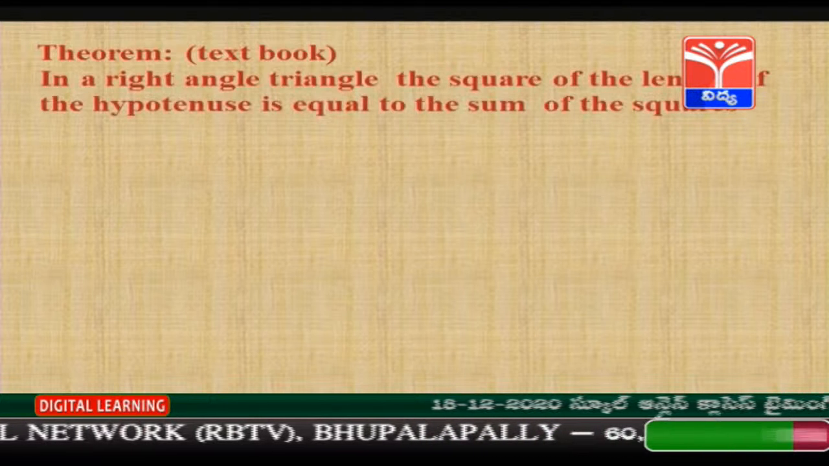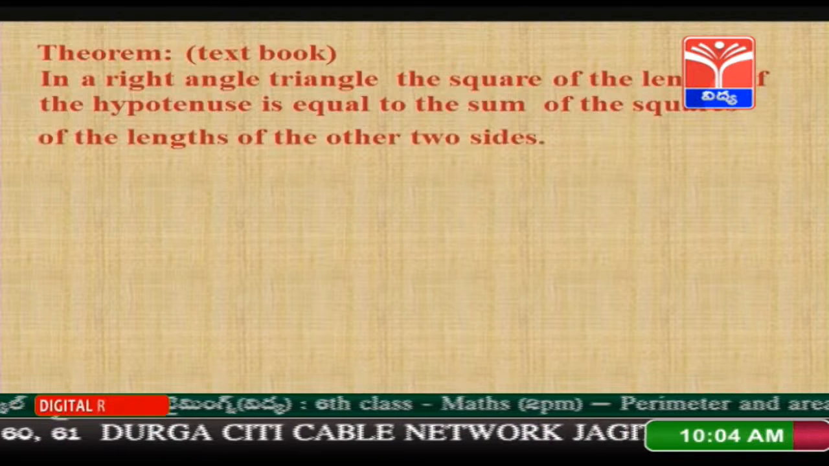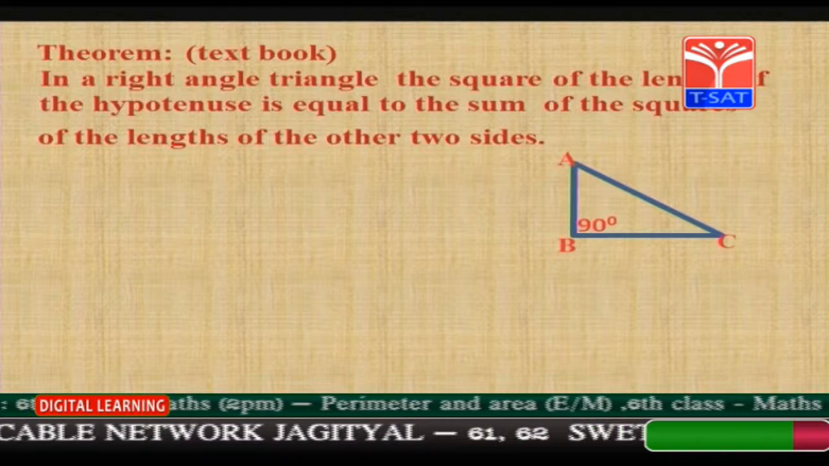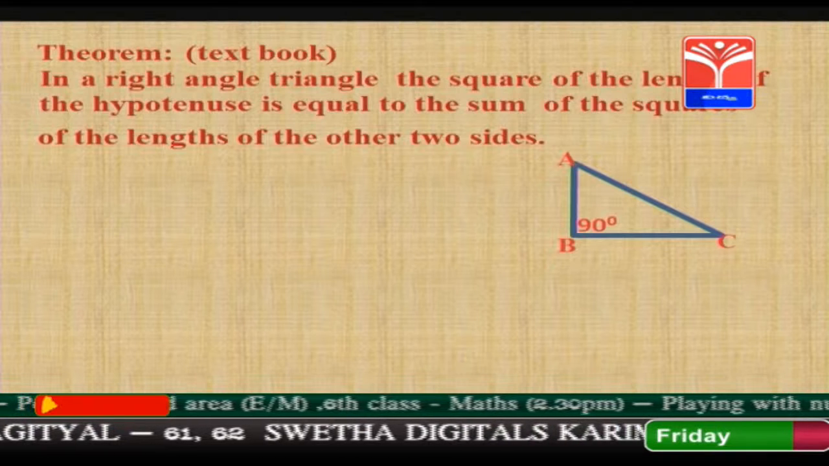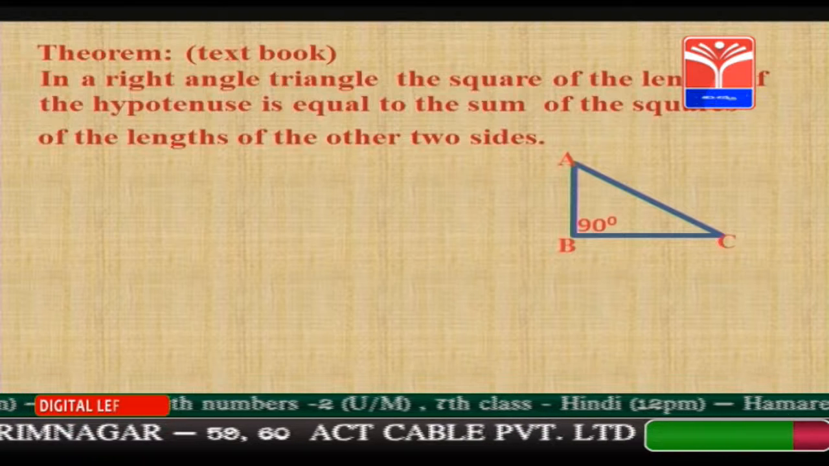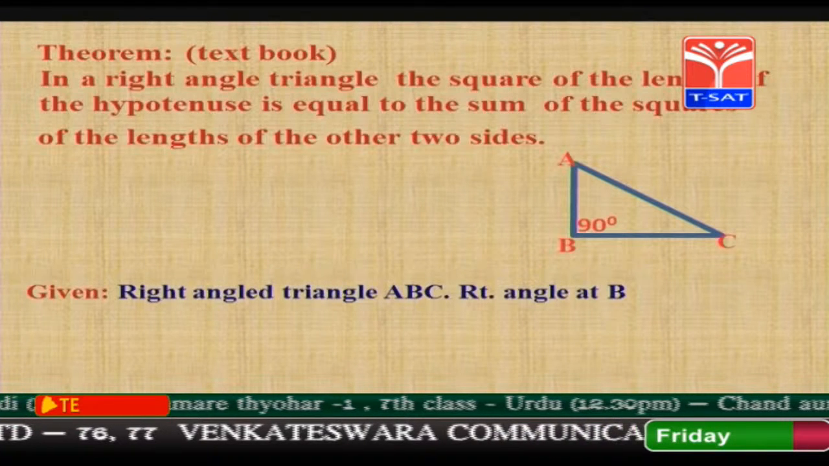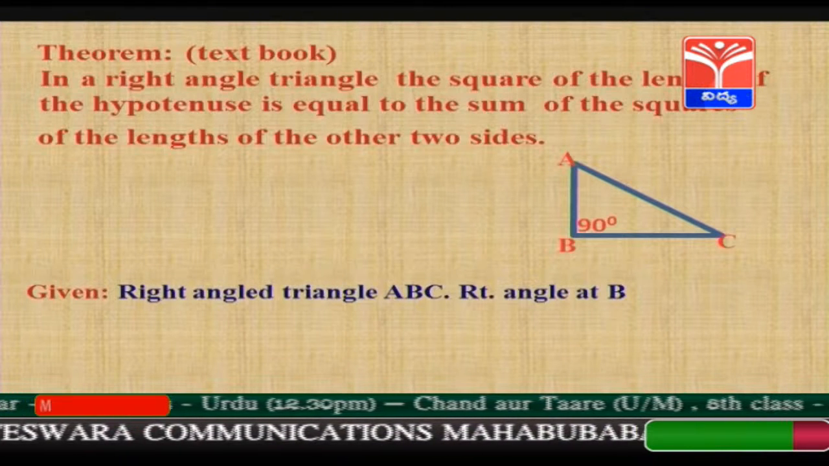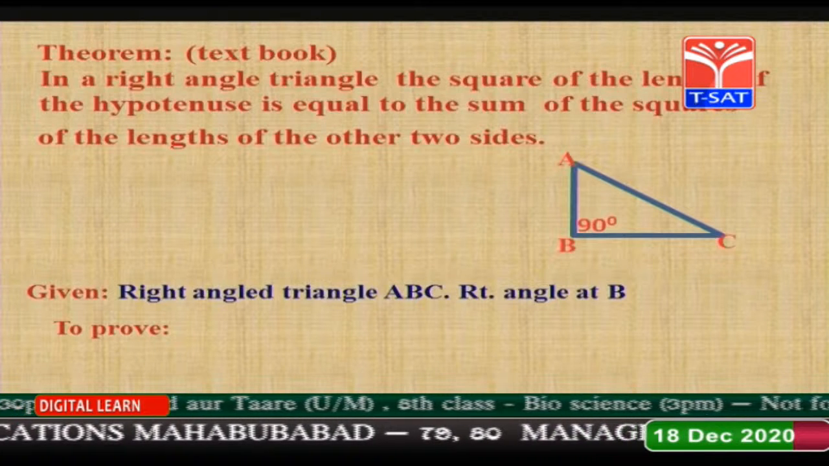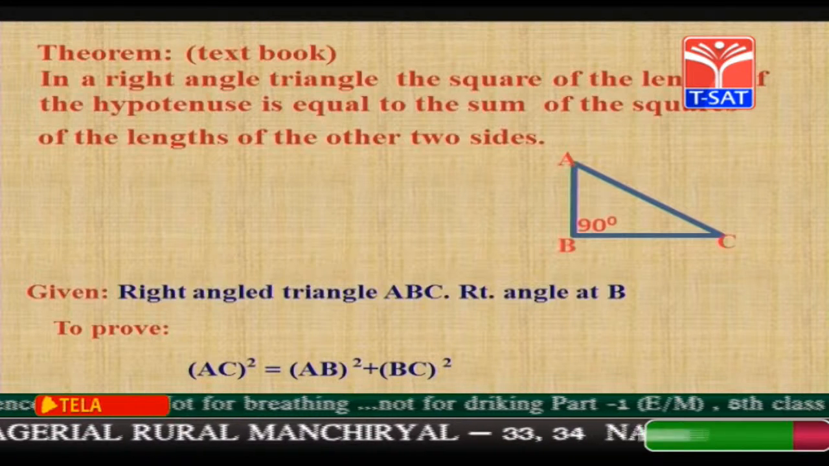Now, I am proving, see, in a right angle triangle the square of the length of the hypotenuse is equal to the sum of the squares of the lengths of the other two sides. See, this is a right angle triangle ABC, right angle is at B, and now what can I do? So, I have to prove the square of the hypotenuse, AC square, is equal to AB square plus BC square. What is given? A right angle triangle is given. Right angle is at B. Now, what I have to prove? I have to prove AC square is equal to AB square plus BC square.